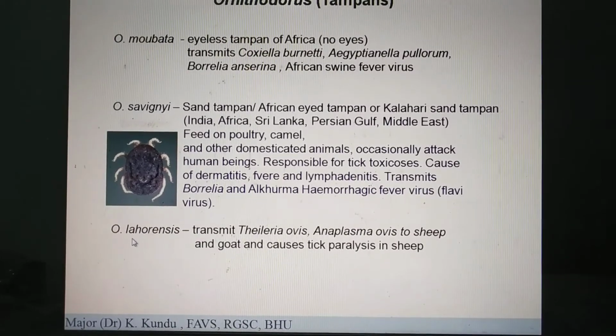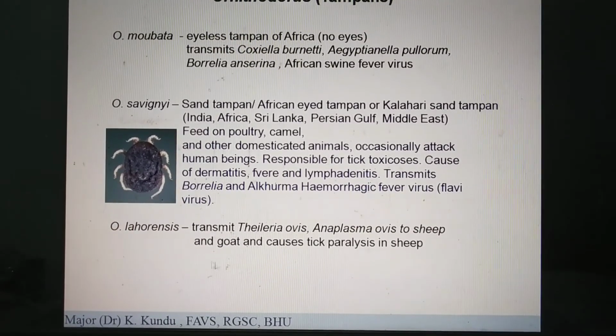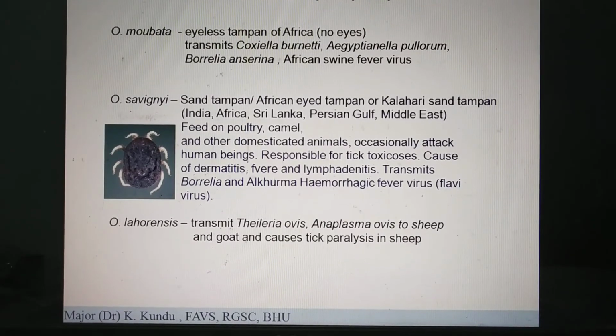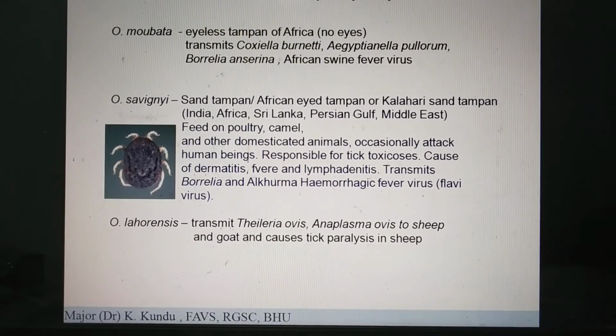Then comes Ornithodorus lahorensis. Ornithodorus lahorensis has been reported from India and Pakistan, and they are chiefly responsible for transmission of Theileria ovis and Anaplasma ovis in small ruminants.